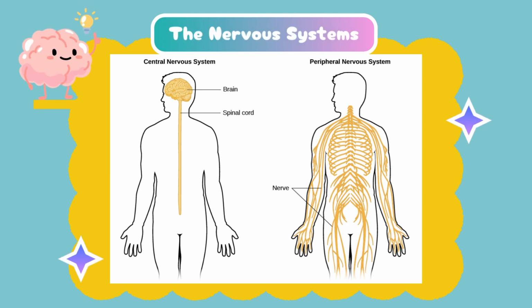Next, let's talk about the nervous system and neurons. The nervous system has two main parts: the central nervous system, which includes the brain and spinal cord, and the peripheral nervous system, which connects the rest of your body to the central nervous system. At the core of the nervous system are neurons, which are nerve cells.